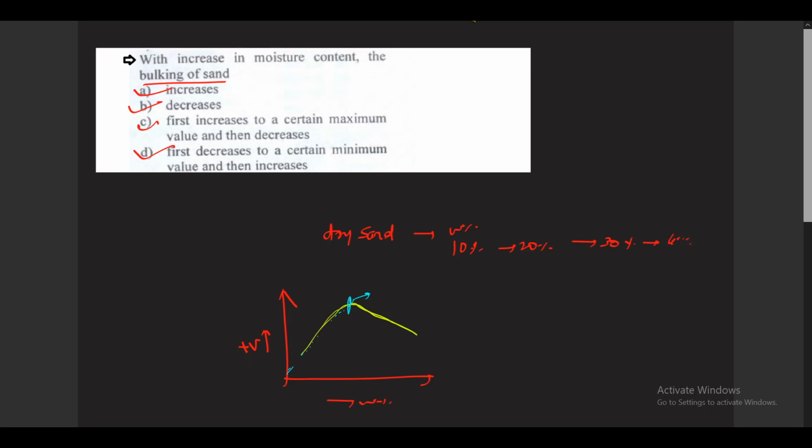After that, if I again increase the water content, then the volume will get reduced. That means the correct option here is option C, that is, it first increases to a certain maximum value and then decreases. So this is the correct option here. Now let's move to the next question.